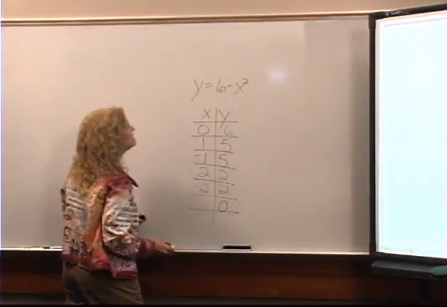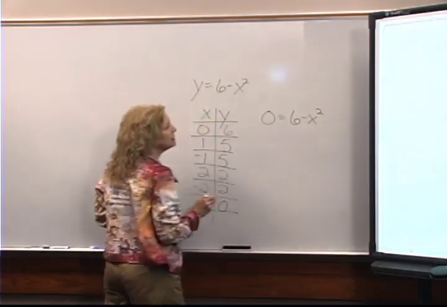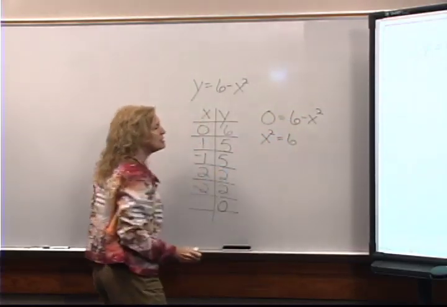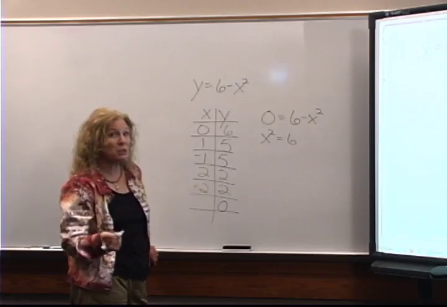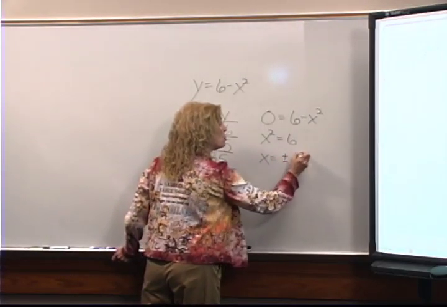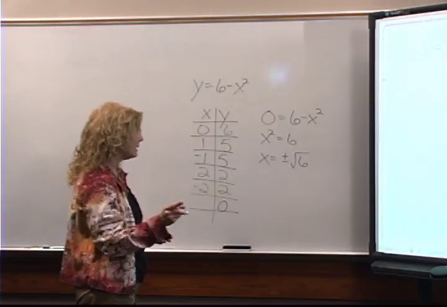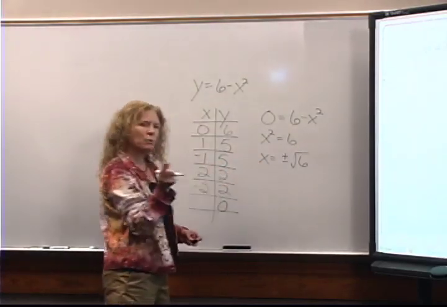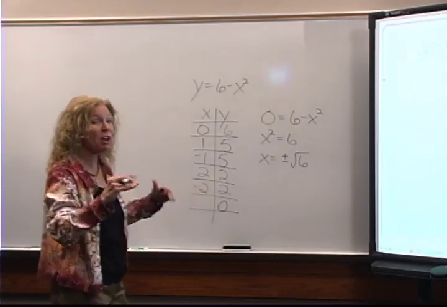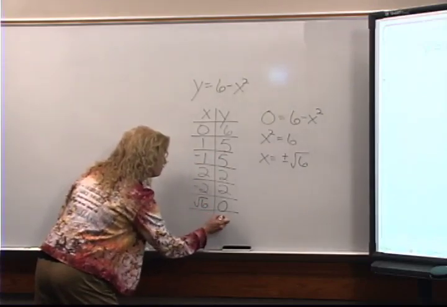If the y-coordinate is 0, I'd have 0 equals 6 minus x squared. Add the x squared over. And so you ask yourself, well, what squared would give me 6? Well, that would be, remember that old plus or minus thing? Now, technically, that is the number. Remember I told you Mr. Descartes gave us that real number line that has everything on it, including these scarier looking numbers.